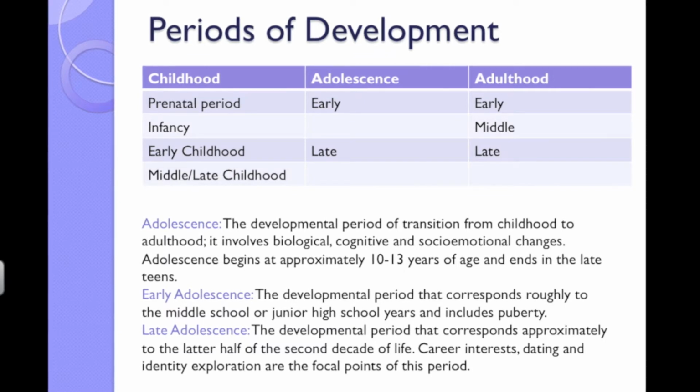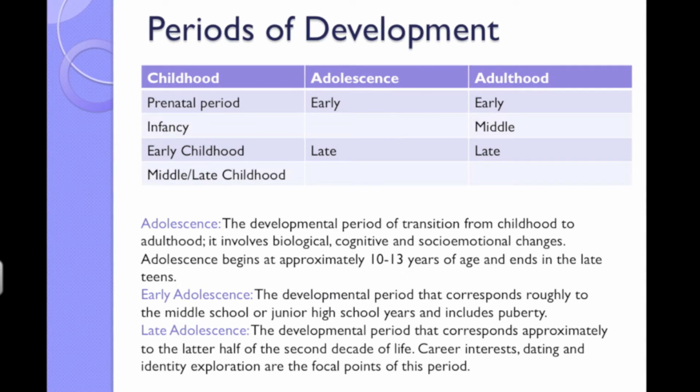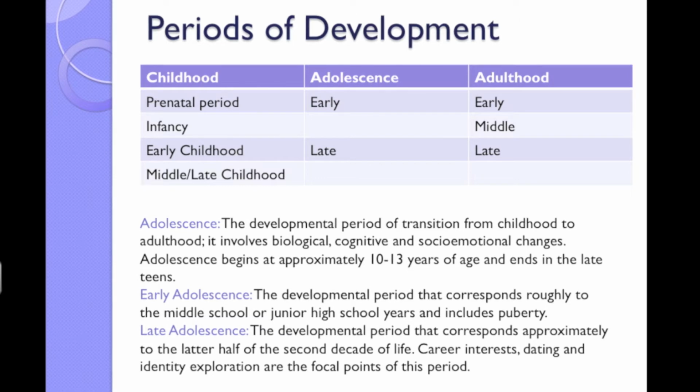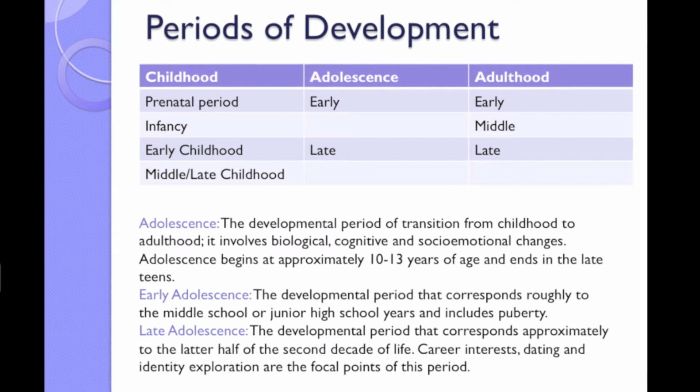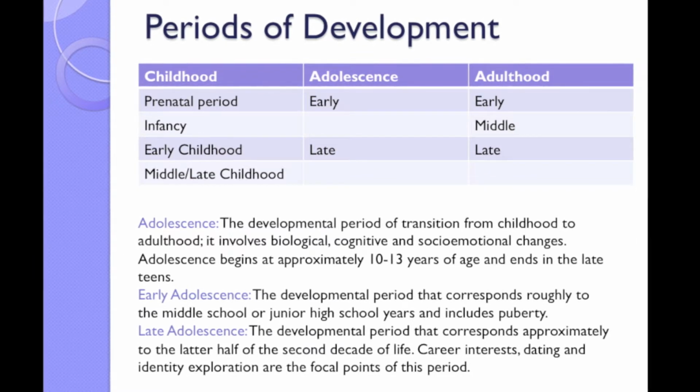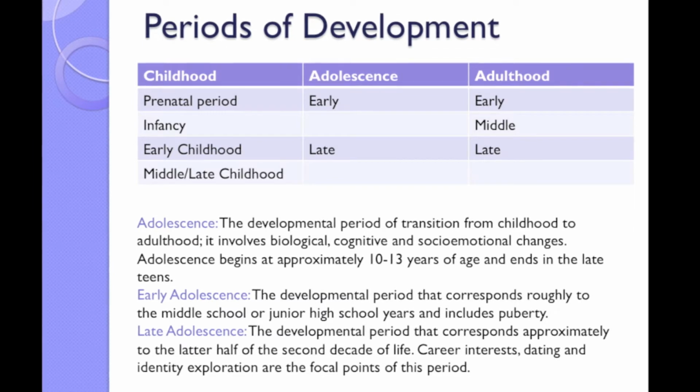Early childhood extends from the end of infancy to 5 or 6 years of age, and middle and late childhood extend from 6 to 11 years of age. Adolescence is the developmental period of transition from childhood to adulthood. Adolescence begins at approximately 10 to 13 years of age and ends somewhere late in the teens. A key task of adolescence is the preparation for adulthood.